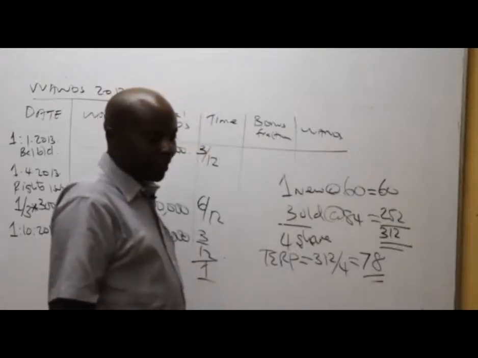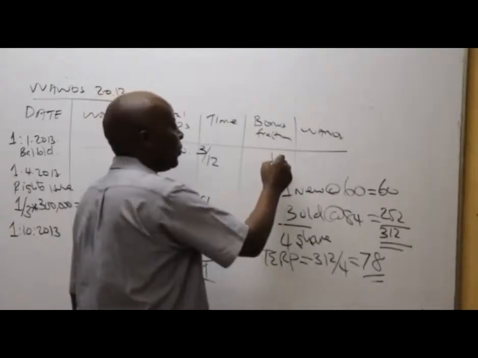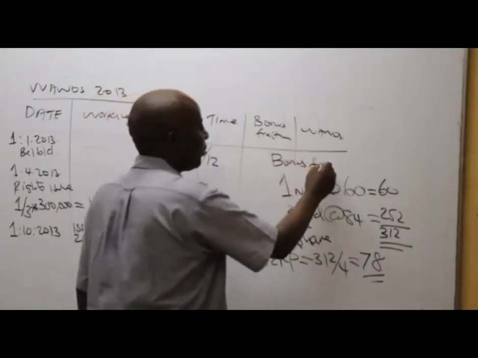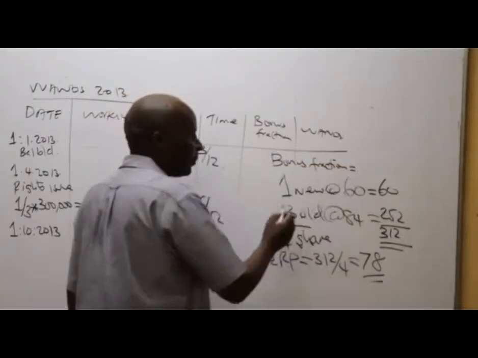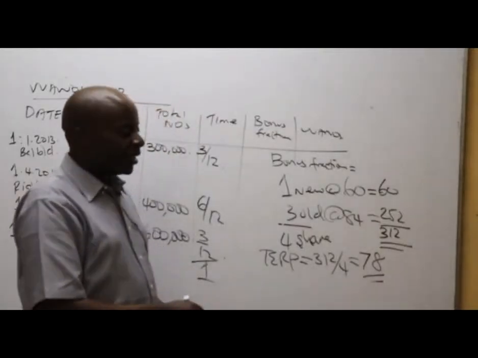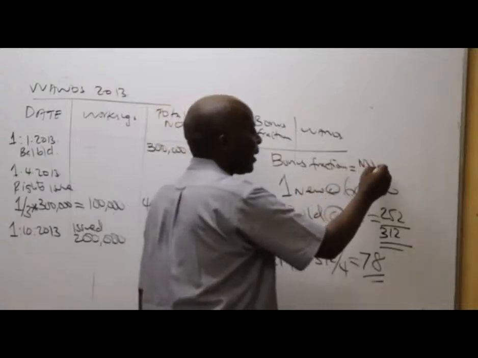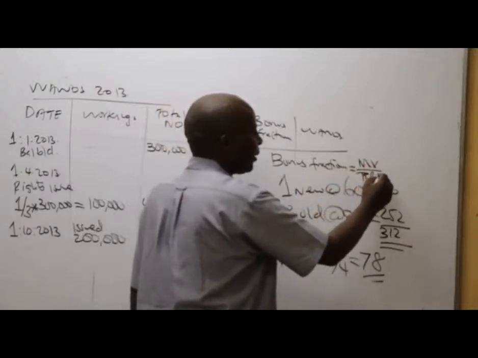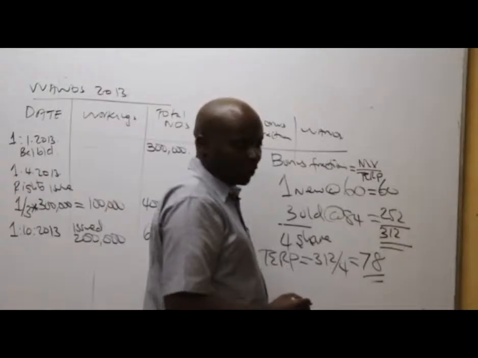This 78 like that. Then what is the bonus fraction? Let me see. What is the bonus fraction? I'll take the market value over the term. Market value all over the term. Nimeona mmoja amechukua opposite.